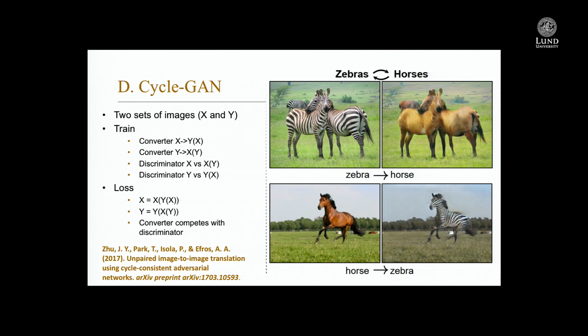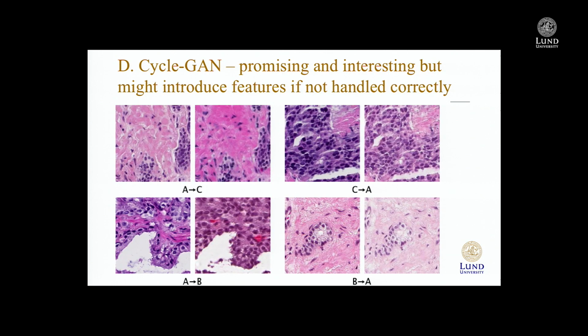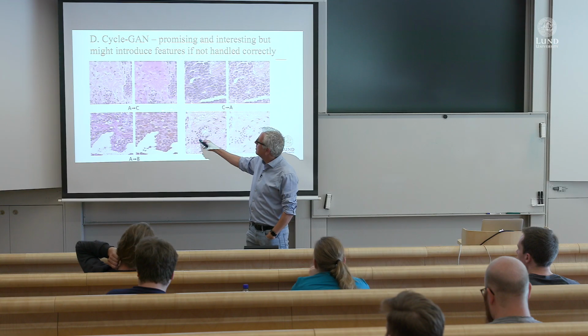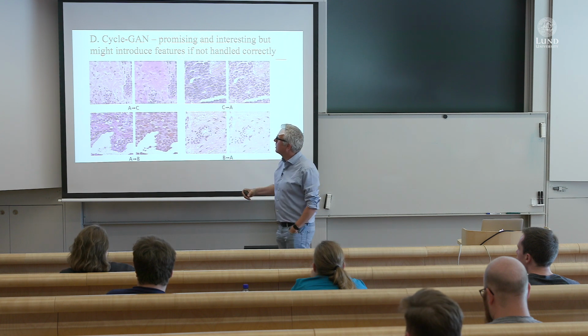And sometimes it totally fails. But these are examples of real apple images converted into oranges, or orange images converted into apples. You can see how it changes the texture, but it keeps the geometric configuration of things. So we apply this now to our Lund, Linköping, Belfast images. This is a Lund image that has been converted by cycle GAN into one of the other hospitals. I can't remember now which one was which.